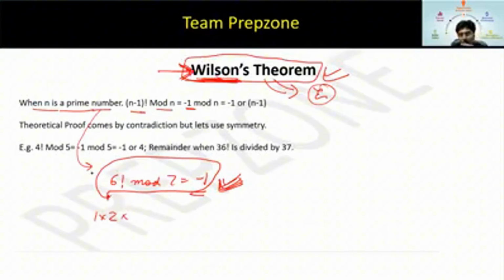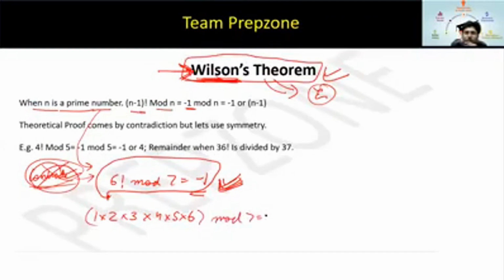Now there is also a theoretical explanation for this, which includes contradiction. And I don't want to go into all that. Okay? I want to make it much simpler for you guys. This is what? This mod 7 equal to -1, right? This is what I'm saying.